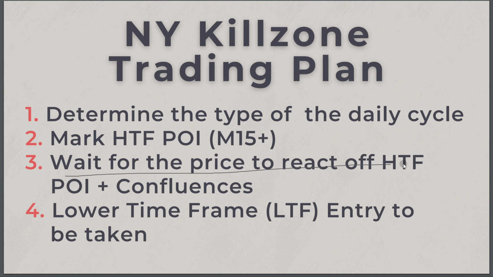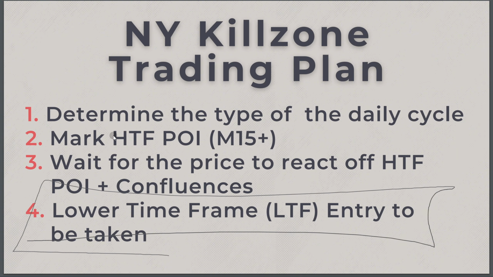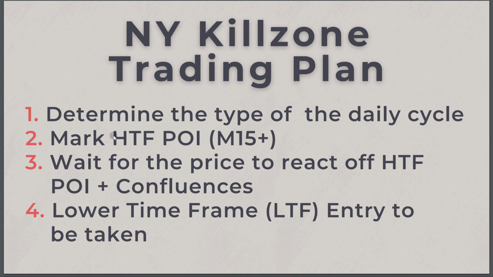Then we wait for the price to react to the higher time frame POI and then look for the other confluences, including SMTs, inducement being taken, CISD, all of those confluences. Then finally we find a lower time frame entry to be taken, right? So we wait for the lower time frame to align with the higher time frame, or the opposite, the higher time frame to align with the lower time frame, and then execute from there. Now we're gonna go over some examples, and the real understanding is gonna be there after looking at the examples.